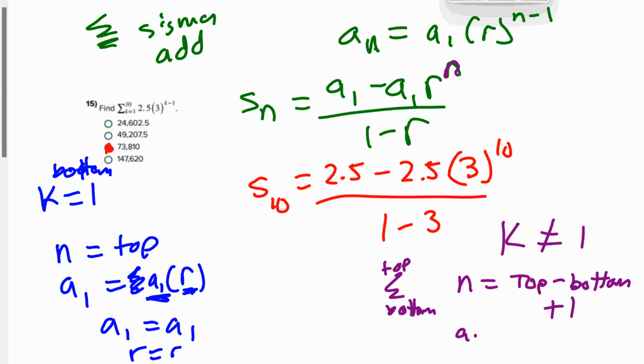Okay, and then a sub 1 is kind of the hard part. Whatever k they give me, k equals some number. Okay, I should put an equal sign here. So whatever k number equals, I got to plug in to the explicit equation.